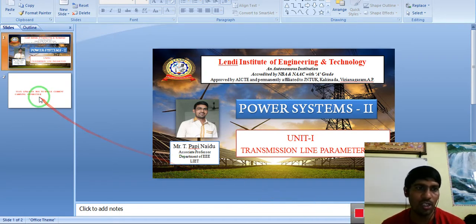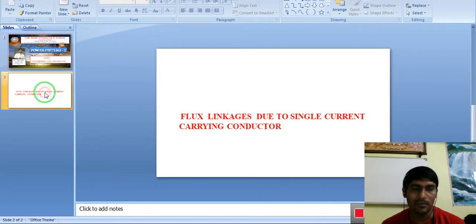So now we are going to discuss the inductance of a transmission line. Last class we discussed the resistance, an overview of inductance and capacitance, and the formula for resistance. Before calculating the inductance of a particular transmission line, we need to calculate the flux linkages of the transmission line.